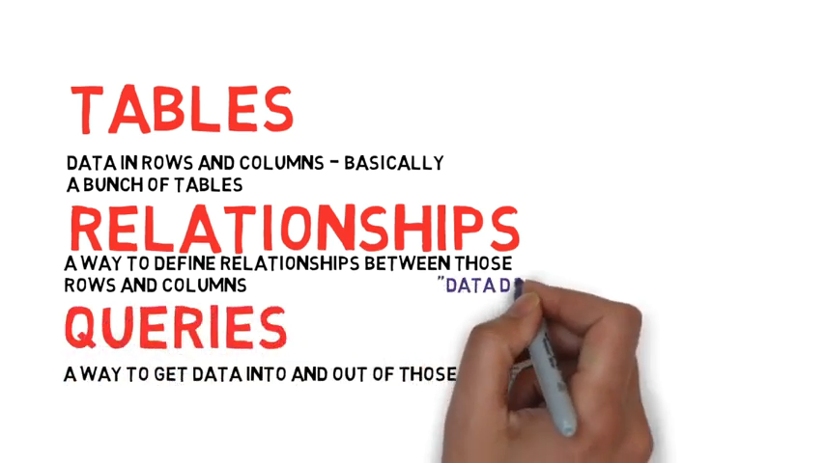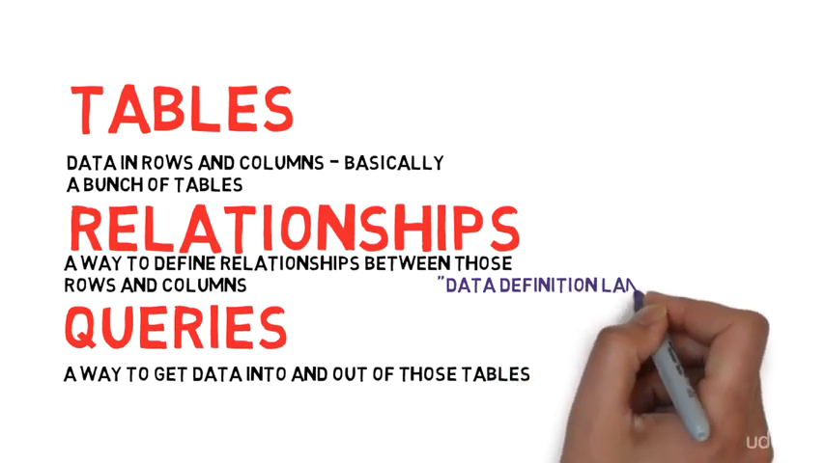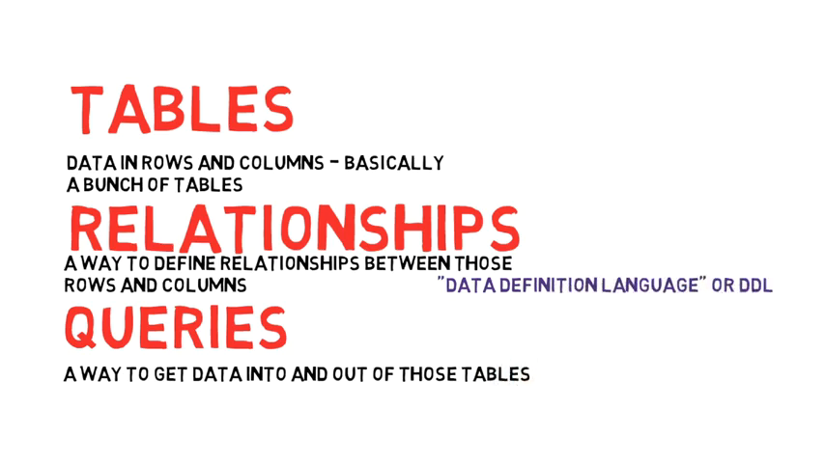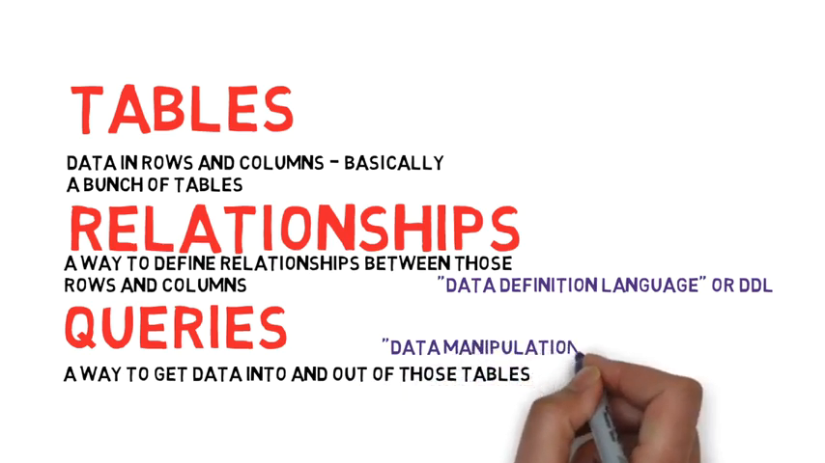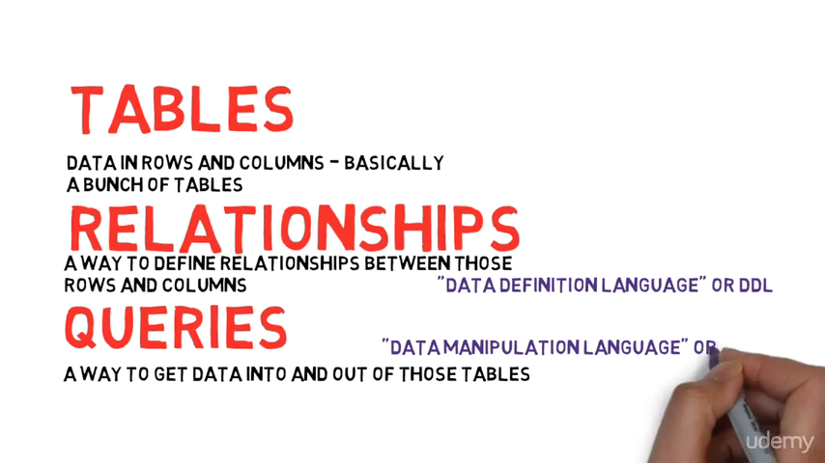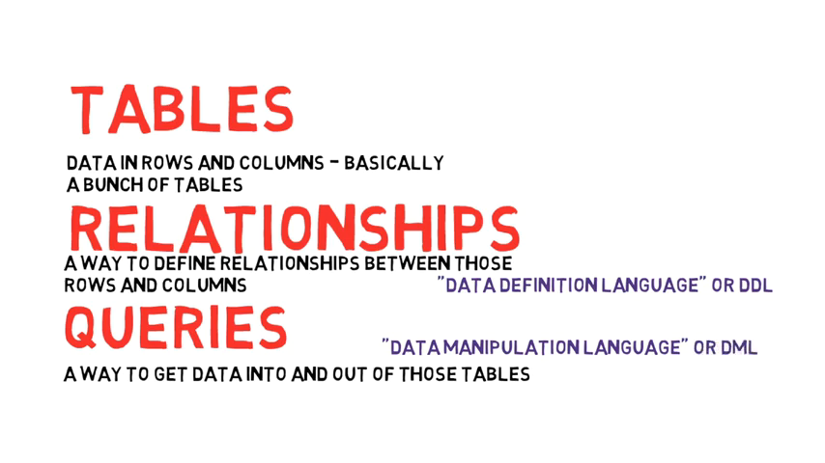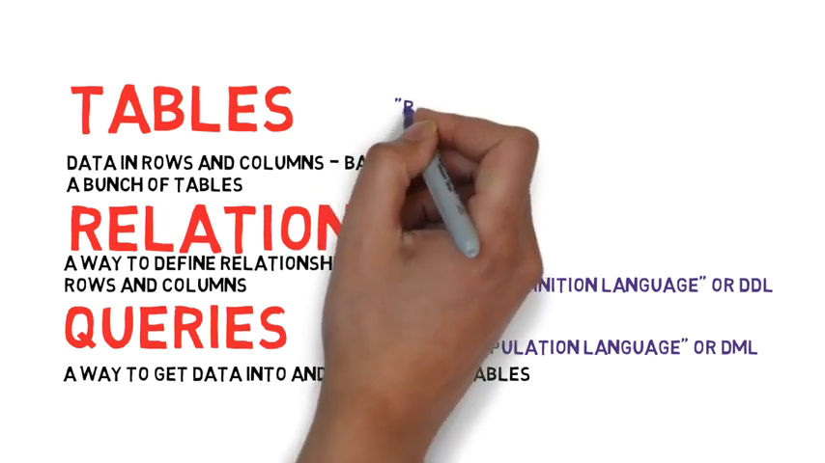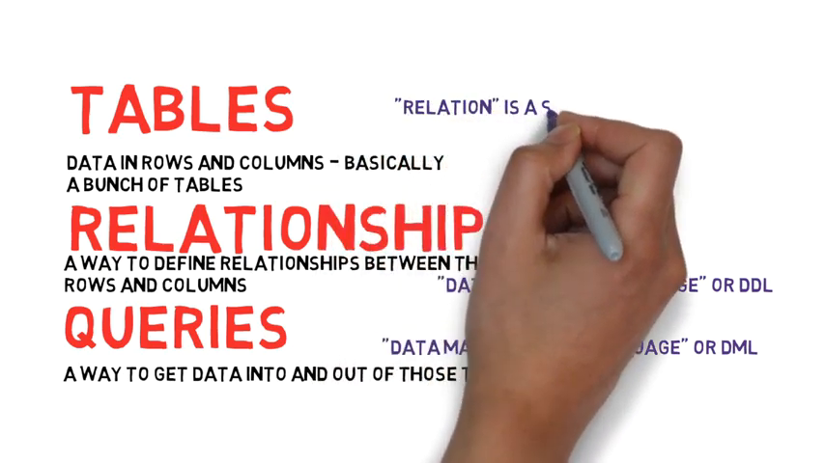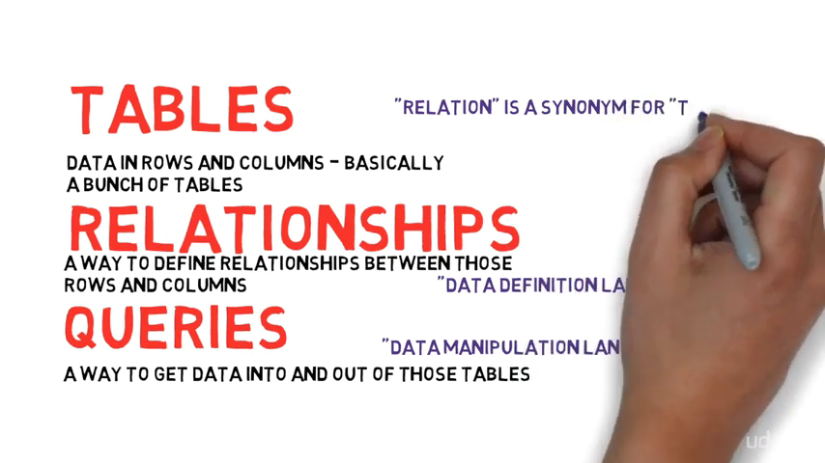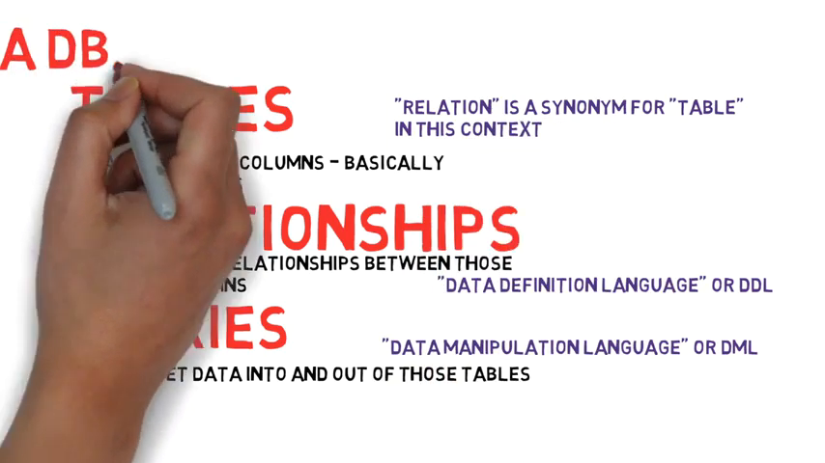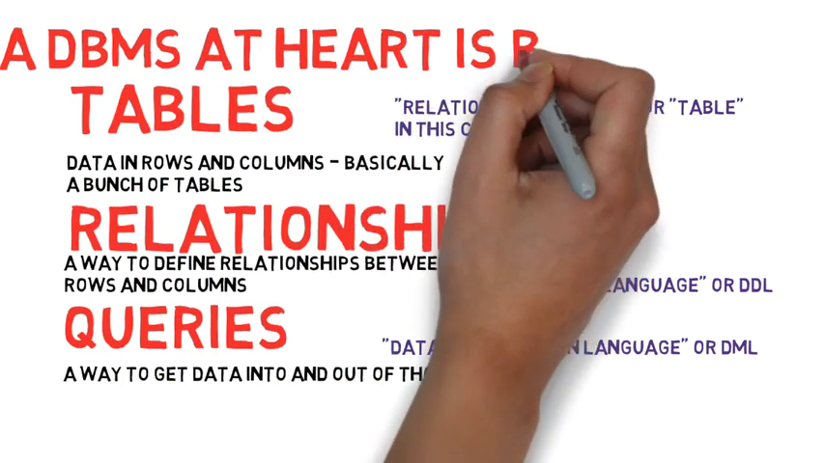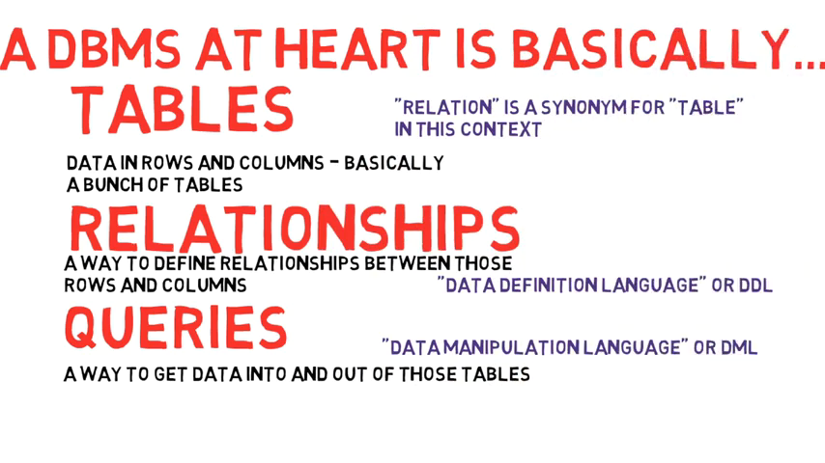You specify the relationship between the rows and columns that is present in a database using a DDL or a data definition language that's used to specify relationship between tables. You use a DML or a data manipulation language in order to get data in and out of these databases. That is the DML. Now, if I ever use a term relation when I'm talking about databases, it's basically a synonym for table. A table is exactly the same as a relation. This is a DBMS or a database management system.